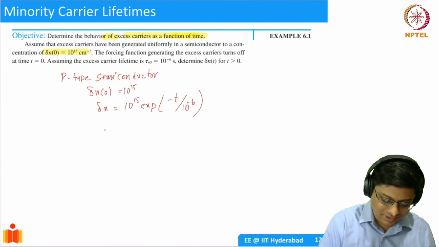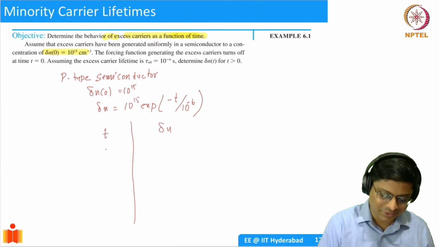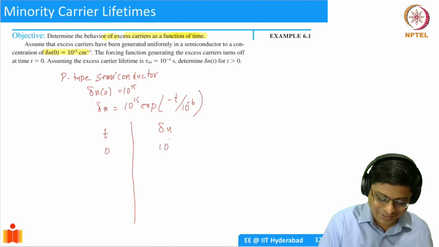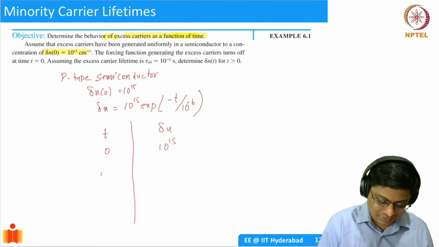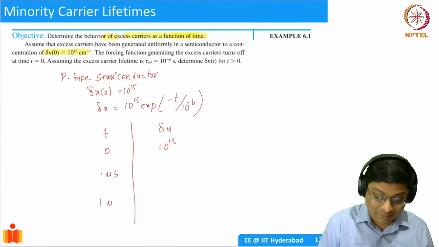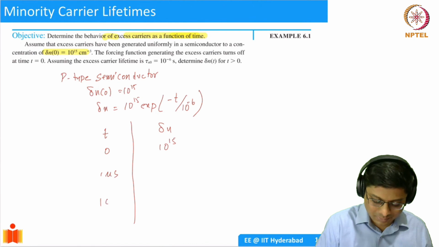I'll tell you. The simple case is t equal to 0, and delta n, what is it? Of course, at t equal to 0, I'll do this for you: 10 power 15. What happens at t equal to 1 microsecond? What happens at t equal to 10 microseconds? Put in some numbers and calculate.